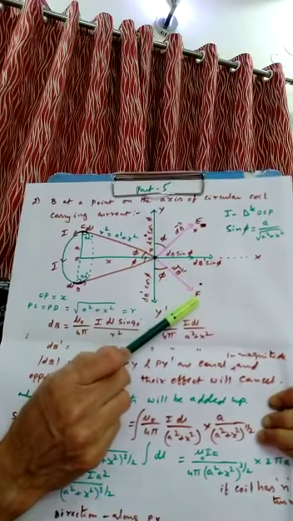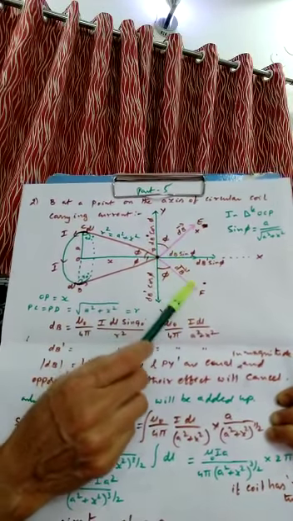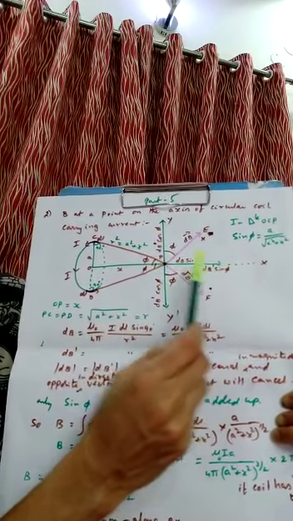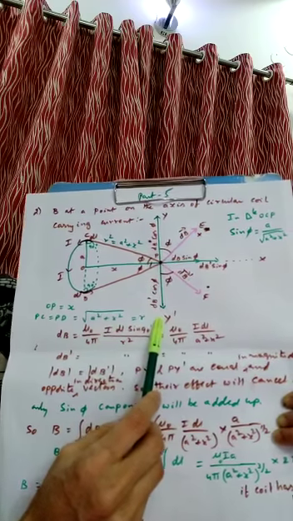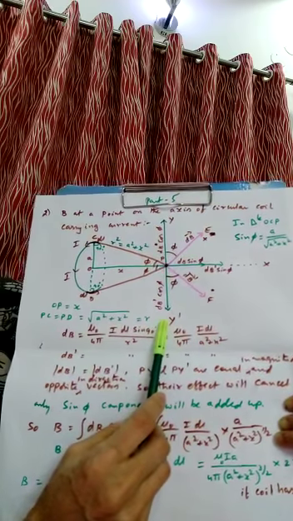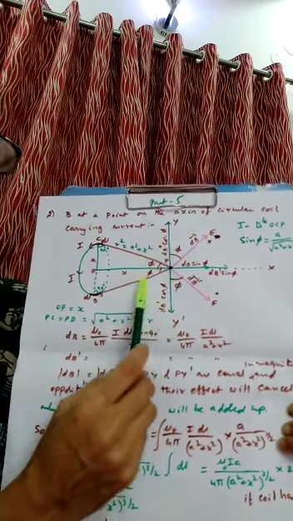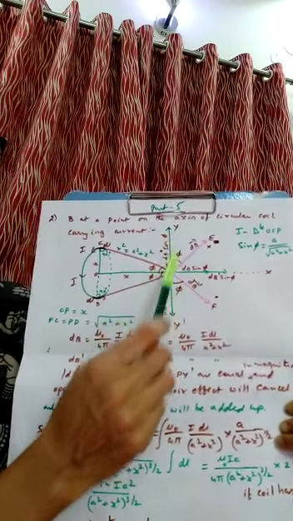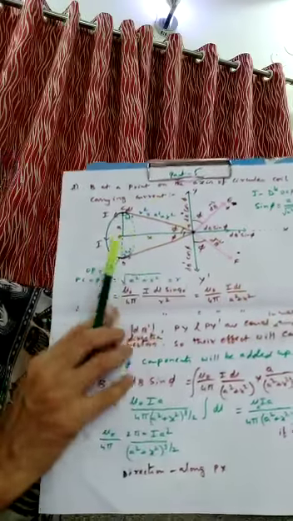This dB dash can be resolved into two components: one is dB dash sin phi and the other is dB dash cos phi. Right? But the phi angle is the same here. These two vectors are equal and opposite. Let us prove it. What is the value of dB?